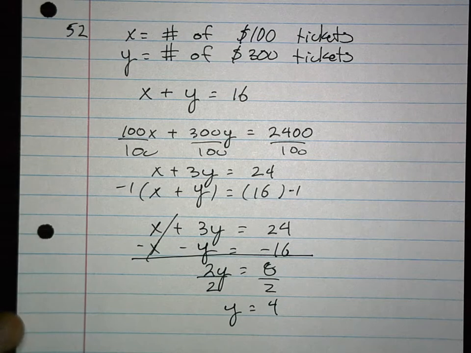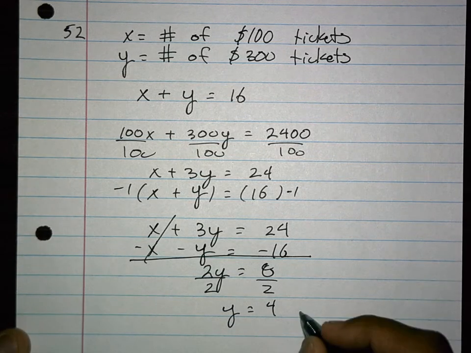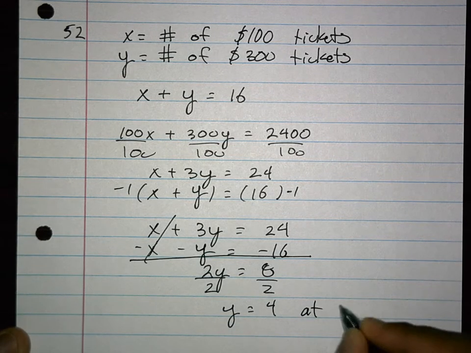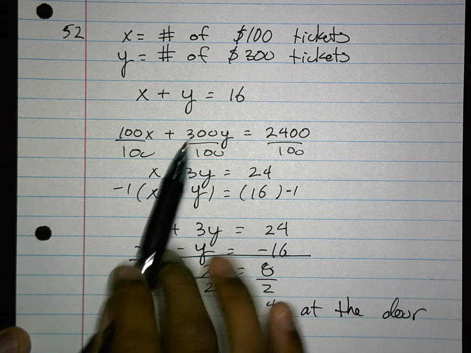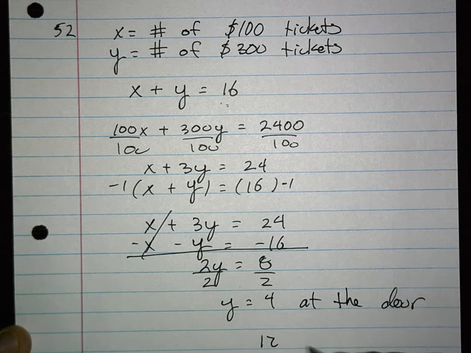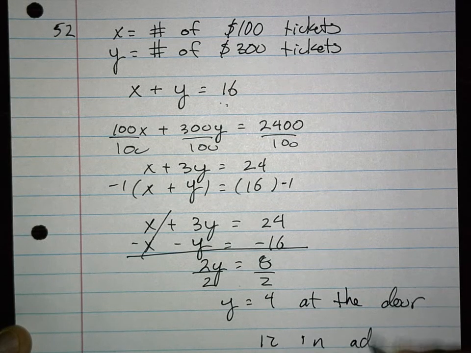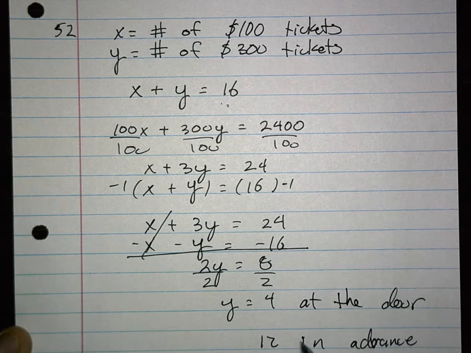Right. So I got 4 tickets. She wants to know how many of each, right? So we bought 4 at the door, and we bought a total of 16 tickets, right? So that means we got 12 in advance.